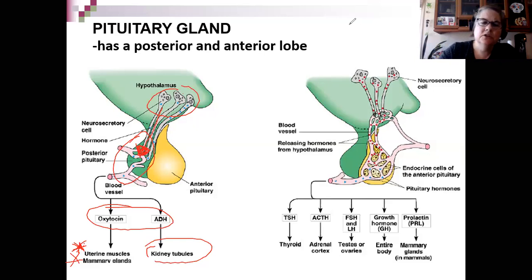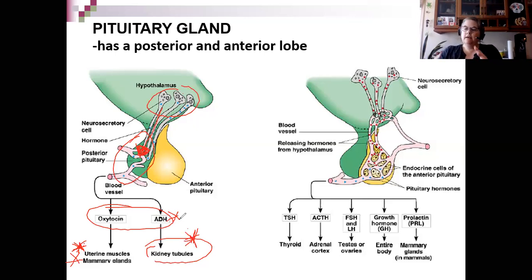Okay, so what does ADH do? It's an antidiuretic hormone, which means it keeps us from peeing. A diuretic makes us pee, an antidiuretic keeps us from peeing. So how does it do that? It actually has target cells, so that means cells with receptors on the tubules, which are the collecting ducts of the kidneys.